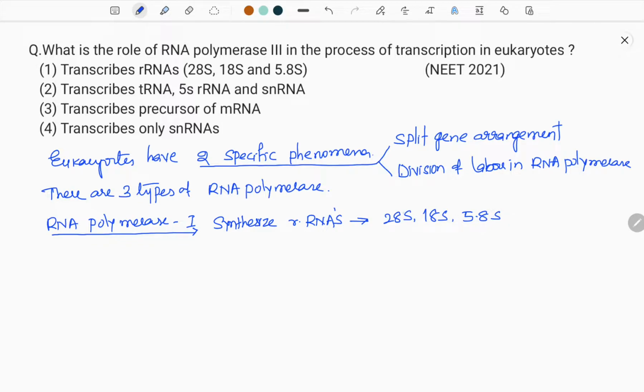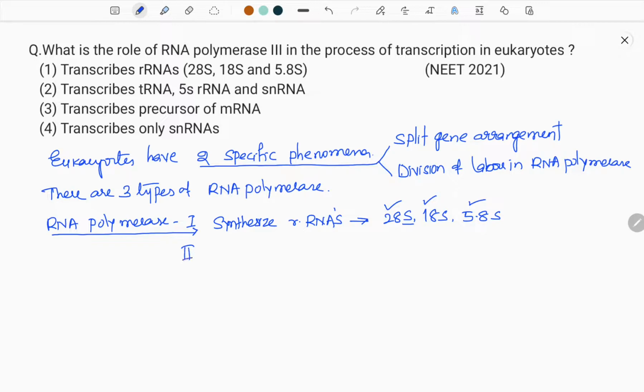I think you know what S is. S stands for Svedberg unit. This is a parameter of the ribosomes during sedimentation, during the centrifugation process. During centrifugation, ribosomes will undergo sedimentation due to their density, and that is measured in terms of Svedberg units. And here they are 28S, 18S, 5.8S.